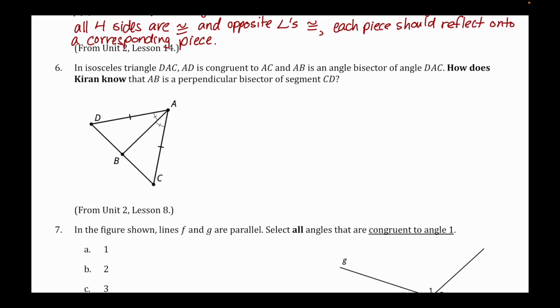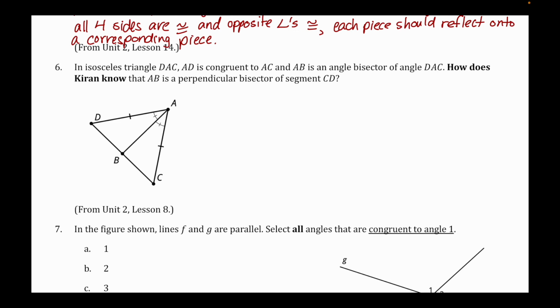So for question 6, we have an isosceles triangle, DAC. And in this isosceles triangle, AD is congruent to AC, and AB is an angle bisector. So that's already labeled for us. They gave us our congruence marks, and they gave us that our angles are bisected, so those have congruence marks. We want to say, how does Kieran know that AB is a perpendicular bisector of CD?